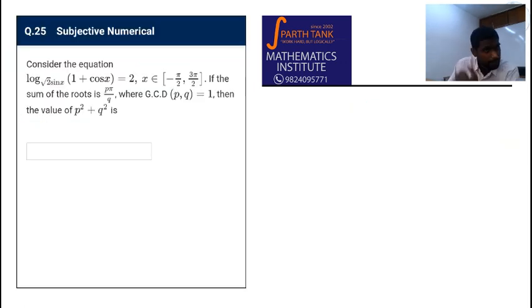Final problem. Consider the equation log of root 2 sin x to the base, 1 plus cos x, is equal to 2. Then in this range, if the sum of roots is p pi by q, where GCD of p and q is 1, that is, they don't have any common factor, value of p square plus q square is how much?